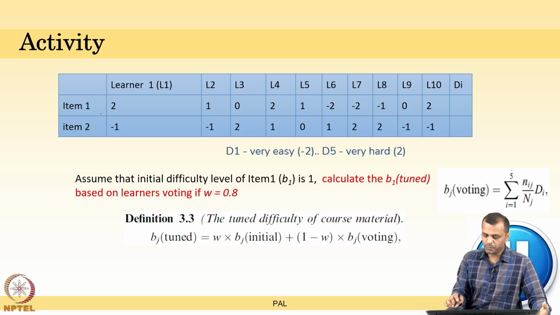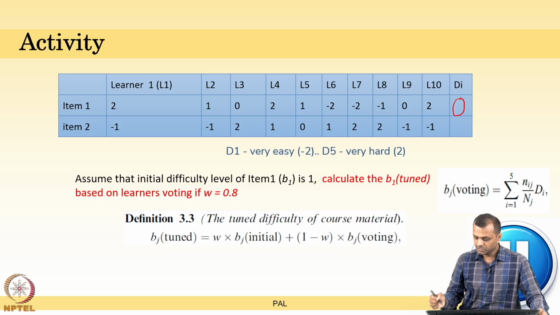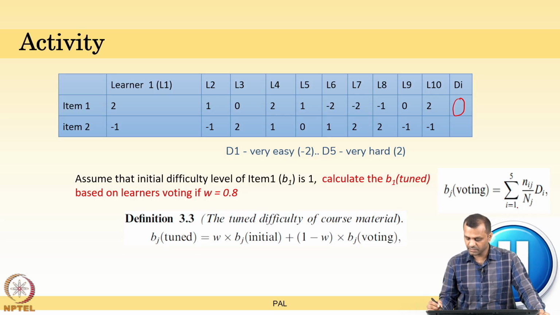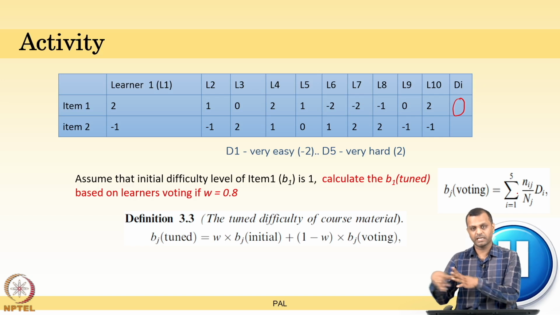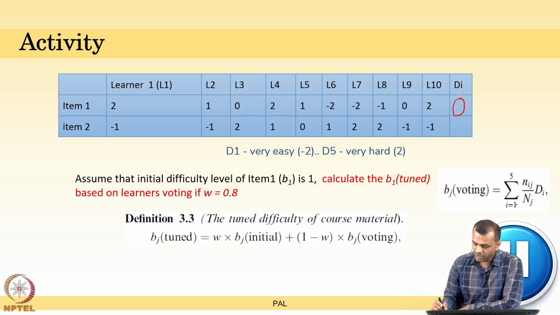So what would be the voting, the difficulty level of voting, for this particular item? There are 5 scales. Don't worry about this formula. This formula is to make it standardized. For 1, how many people have said 1?